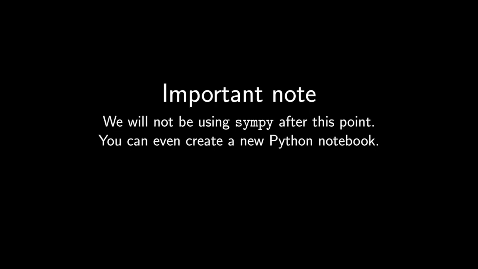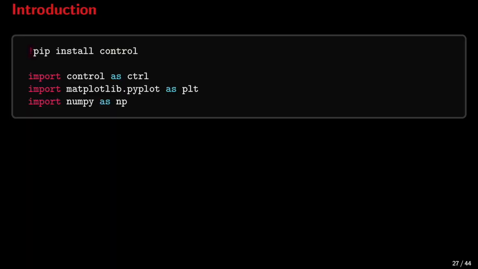Part 6. The control module. Let me start by saying that we will not be using sympy after this point. You can even create a new Python notebook if you like. Before we start, we need to install and import the control module. To install it, use pip install control.